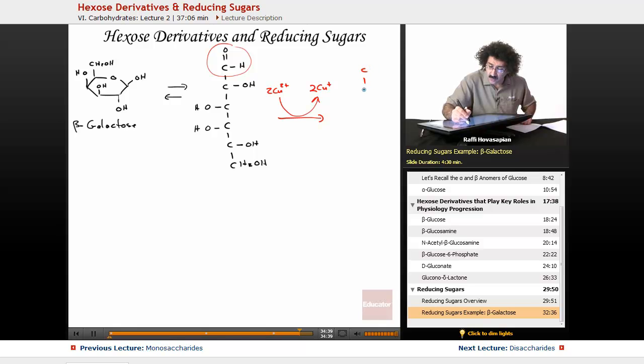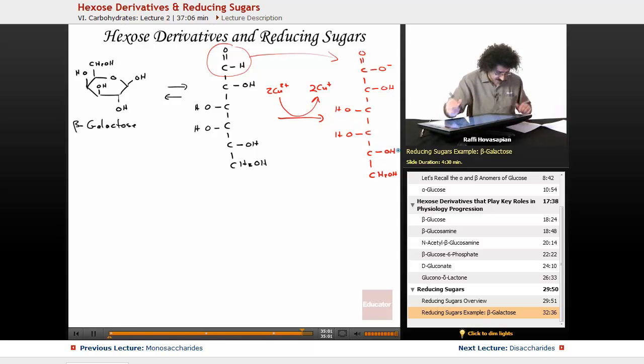And of course now, 1, 2, 3, 4, 5, 6. This is CH2OH. I have my carbonyl, my aldehyde has been oxidized now to a carboxylic acid. This hydroxy is on the right, this hydroxy is on the left, this hydroxy is on the left, and this hydroxy is on the right. So what I have here is beta-galactose, ring form. This is also beta-galactose, linear form.